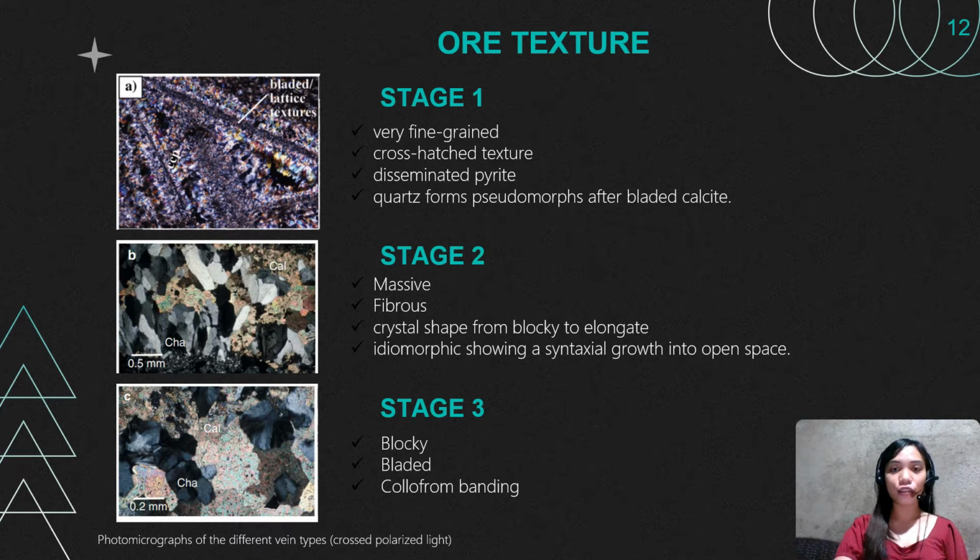Specifically, stage 1 are quartz with a very fine grain, cross-hatched, and disseminated laminated pyrite that is responsible for the black color. The quartz forms pseudomorphs after bladed calcite. In stage 2, the minerals range in crystal shape from blocky to elongated. It is also massive and fibrous in texture. If the crystal shape is well developed, chalcedony grains are euhedral, showing a syntaxial growth into open space. And lastly, stage 3 is textural, ranging from blocky bladed to colloform.